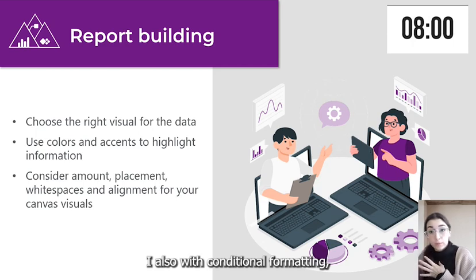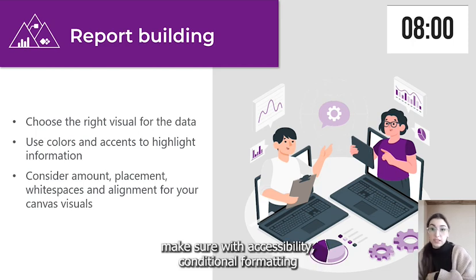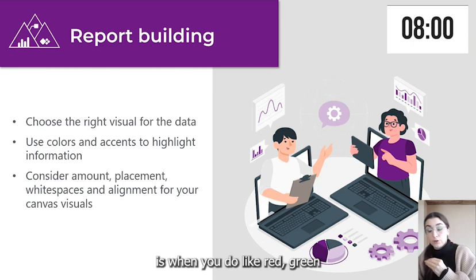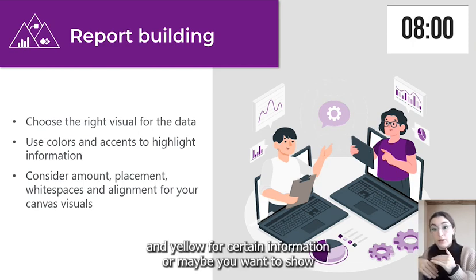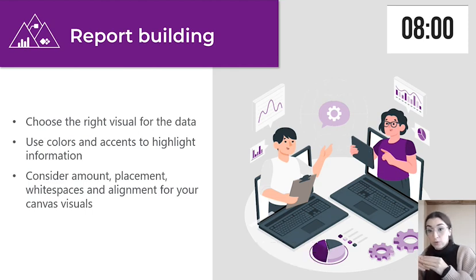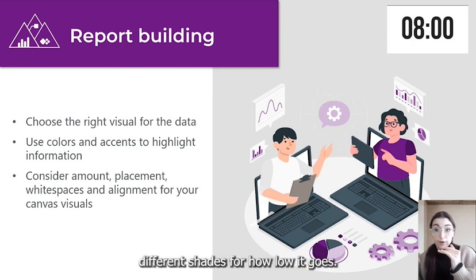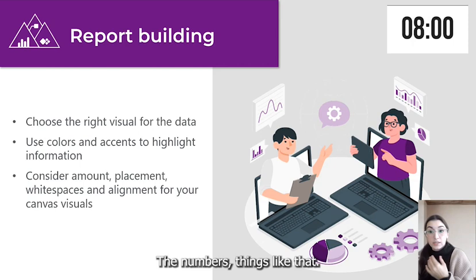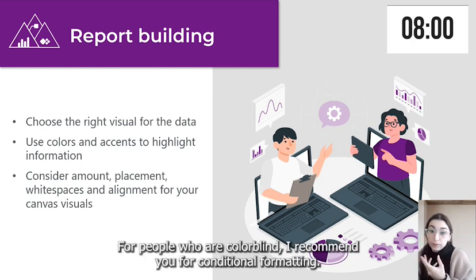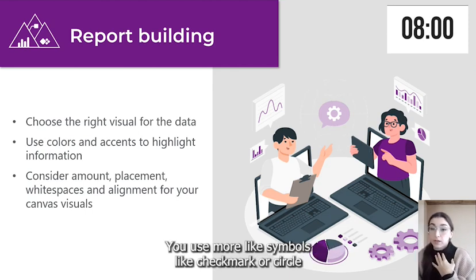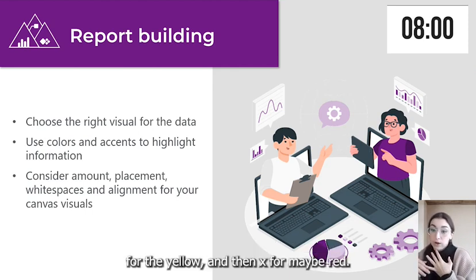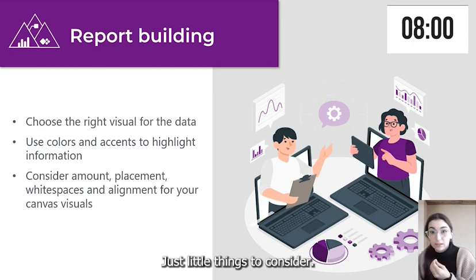Also with conditional formatting, make sure with accessibility. Conditional formatting is when you do red, green, and yellow for certain information, or maybe you want to show high numbers as green and then different shades for how low the numbers go, things like that. For people who are colorblind, I recommend for conditional formatting, you use symbols like a check mark or circle for the yellow and then X for maybe red. Just little things to consider.